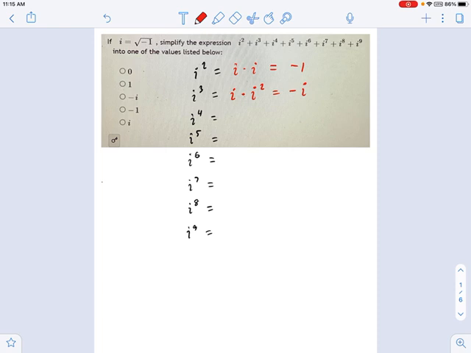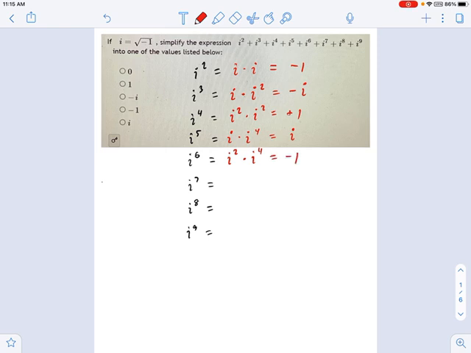And i to the fourth, well, that's i squared times i squared. -1 times -1, +1. And i to the fifth, well, that's just i times i to the fourth, right? i to the fourth is 1, so this becomes i. If you see what I'm doing here, I'm writing all of these i squareds, i cubes, and so on in terms of either 1 or i with a plus or minus sign. And now if we keep going through this, i to the sixth is equal to i squared times i to the fourth. i to the fourth is 1, i squared is -1, so the result is -1.